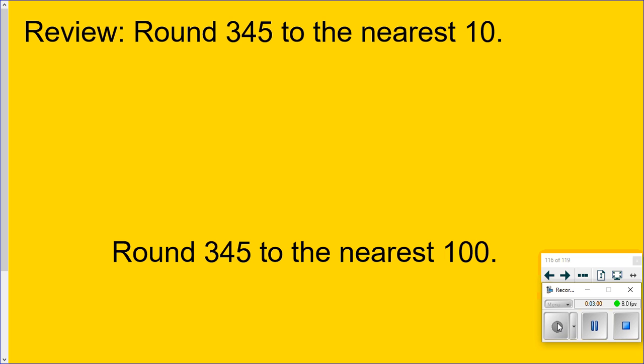All right, we are going to practice. Go ahead and write that sentence at the top of your page. Round 345 to the nearest 10. We're going to start with that one first. Round 345 to the nearest 10. One thing that might be helpful is to underline which digit is in the tens place. That's going to be helpful because if we're rounding to the nearest 10, I'm probably going to want to start with whatever digit is in the tens place.